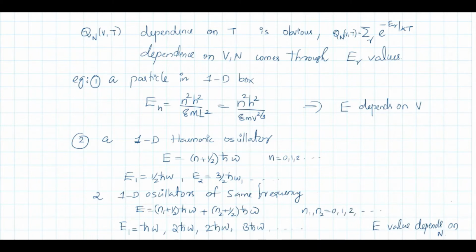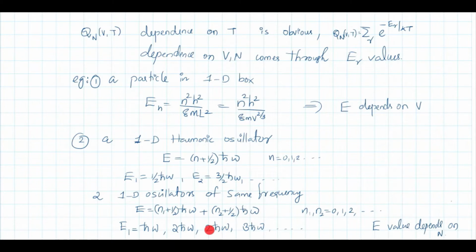Then what are the possible energy eigenvalues for the system? If N1 and N2 are both 0, then you get half h cut omega plus half h cut omega, that is h cut omega. This is the lowest possible energy for this system, which consists of two one-dimensional oscillators. Now, for the second possible energy, N1 can be 1 and N2 can be 0. Then you get 3 by 2 h cut omega plus half h cut omega, that is 2 h cut omega. Similarly, N1 can be 0 and N2 can be 1.